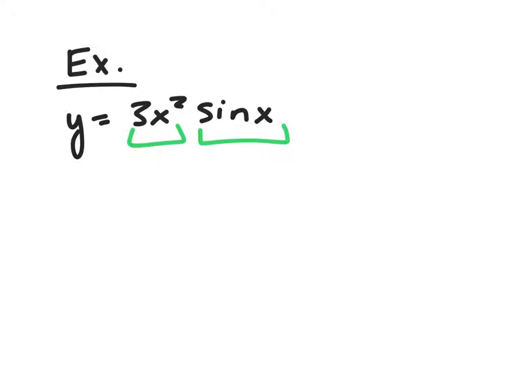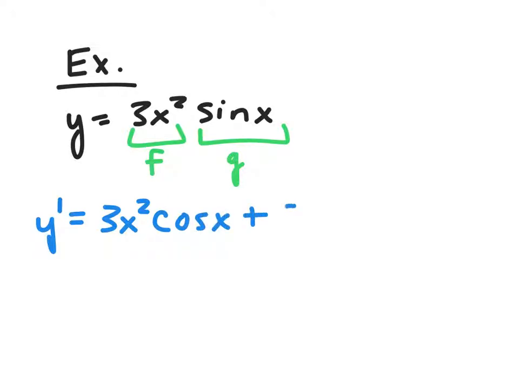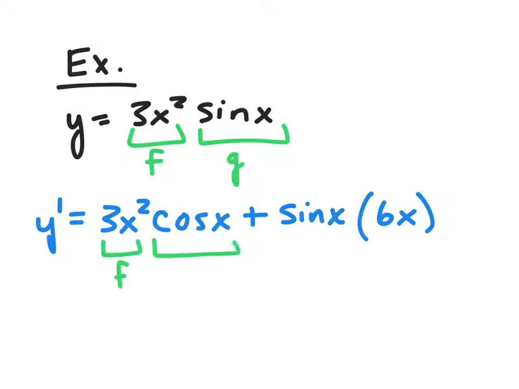So if I was thinking through it like product rule, this would be my f, that would be my g, and so now I have to do product rule based on the way it's laid out. So in this case, y prime would equal the first, which is 3x squared, times the derivative of the second function, the derivative of sine is cosine, plus the second, which is sine of x, times the derivative of the first, which will be 6x. So in terms of the labels I have above, this is your f, this is your g prime, that's my g, and that's my f prime.